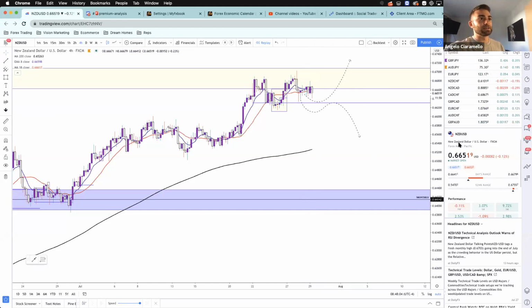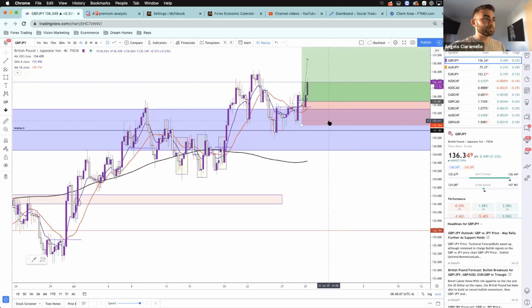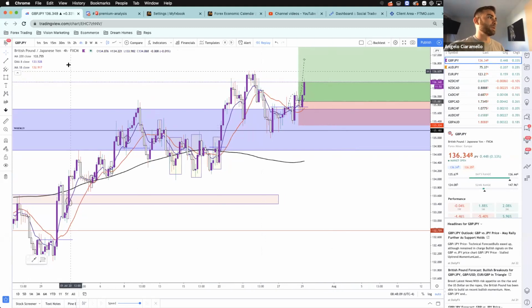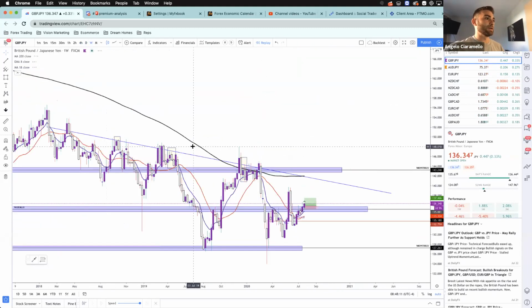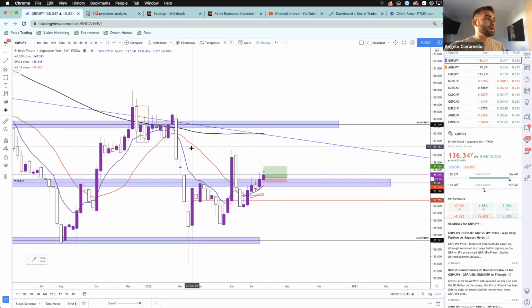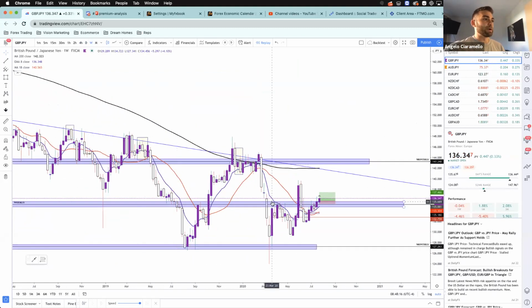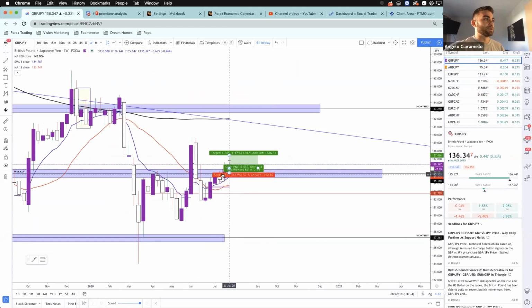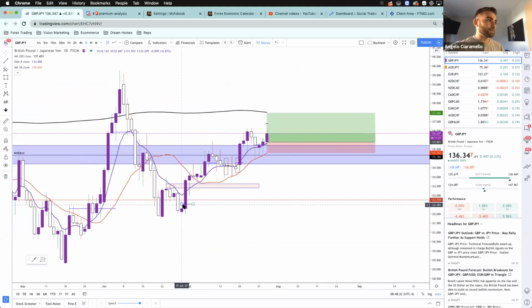Last but not least, let's go over to GJ. This one was a pretty simple trade right here. Basically, on the weekly time frame, we've been bearish, but obviously a lot of bullish volume. We're right above this weekly key level right here.